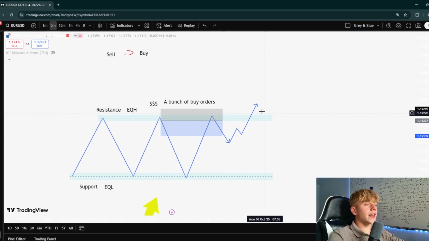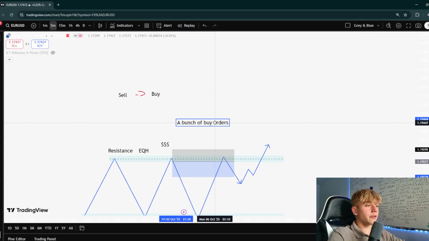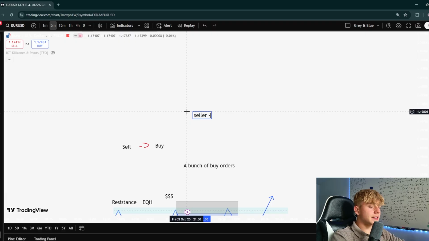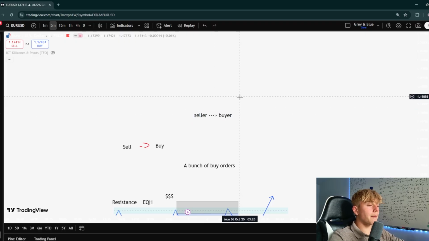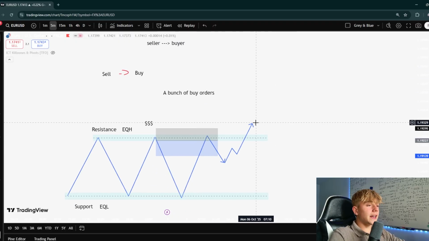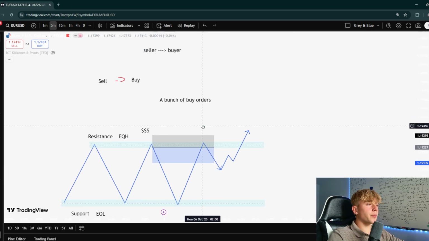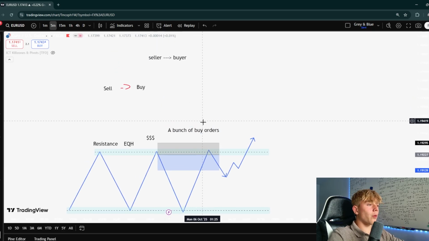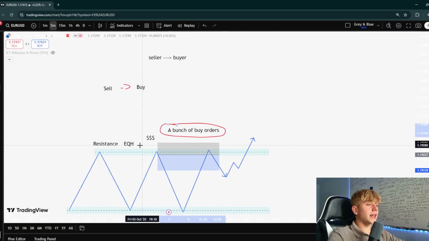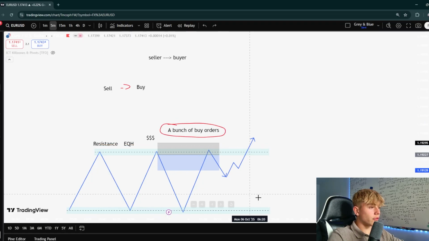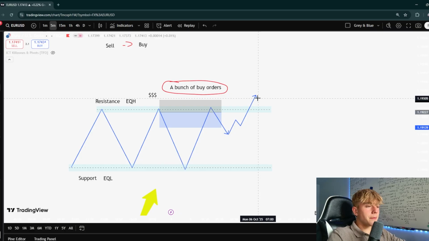Now, if the institution wanted to sell and plummet price, they would have to have people to buy from them. This is because for every seller, there has to be a buyer. So if they needed to sell a bunch of orders, they would have to push price into an area where there were a lot of buy orders, and an area of a lot of buy orders would be above the area of resistance.